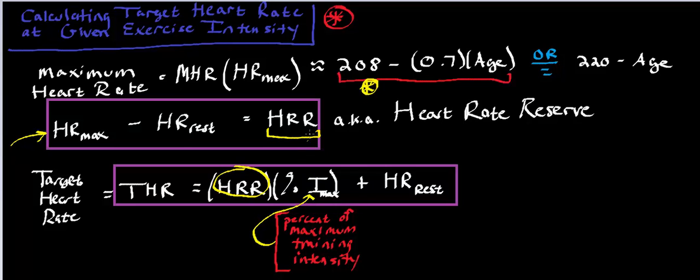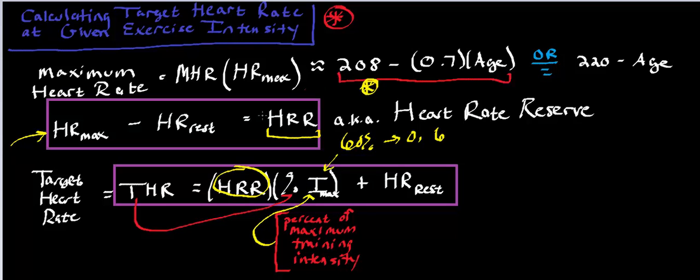Okay, when we find HRR, then we can multiply that times the percent of the maximum intensity. So suppose somebody was exercising at 60% of their maximum intensity. Well, then 0.6 would go in that blank right there for percent intensity. Okay. And then we're going to add on to that the heart rate at rest, or resting heart rate, and that's going to give us a target heart rate at this intensity. So a target heart rate at that percent intensity.